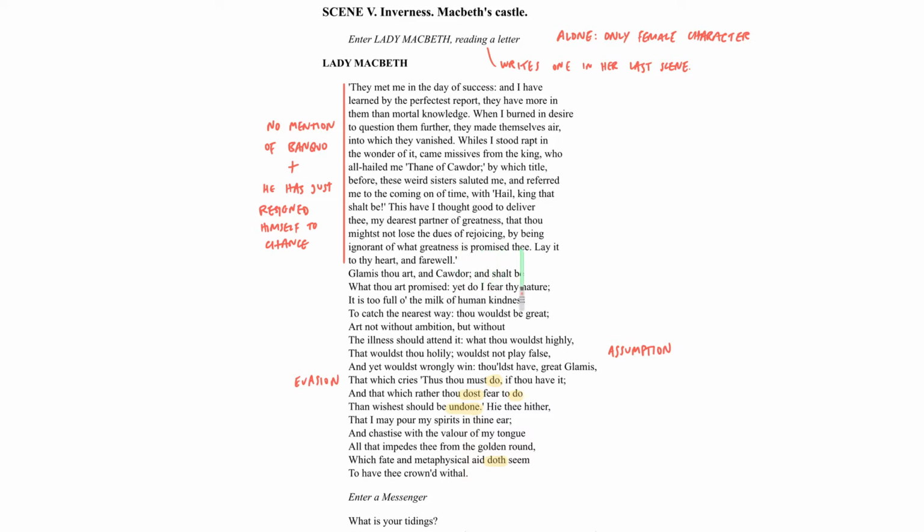So the letter, in its tone, excites her because he doesn't want her to remain ignorant of what greatness is promised to her too. He wants it laid to her heart. Now, if he'd included the details about Banquo, "Lay it to thy heart and farewell. Oh, but by the way, Banquo is not going to be king, but he's going to get kings." That's a spanner in the works. Then think what a different impact it would have.